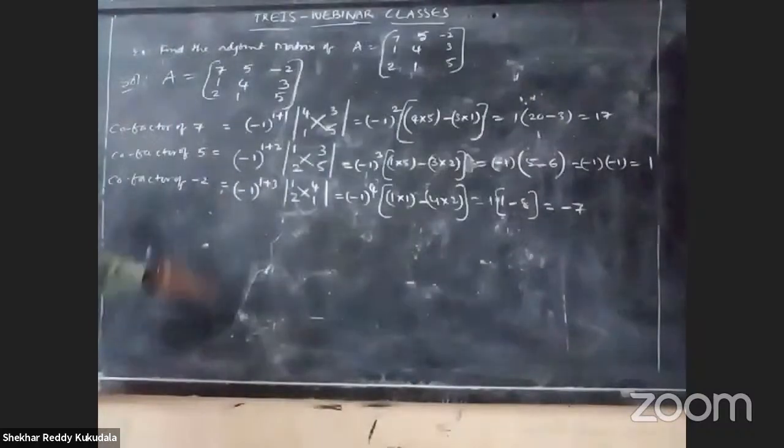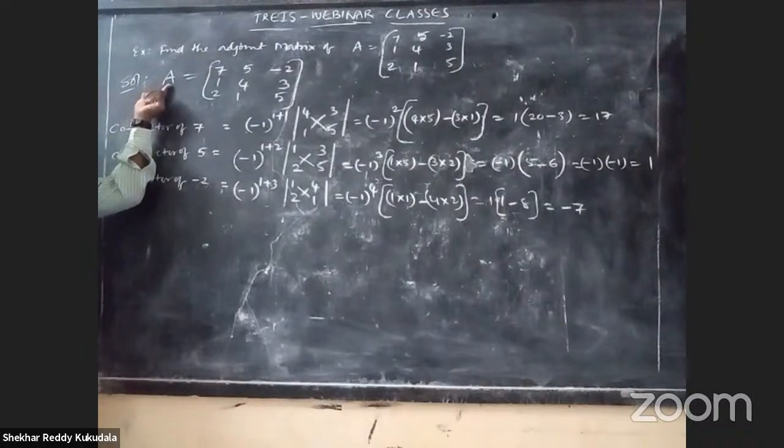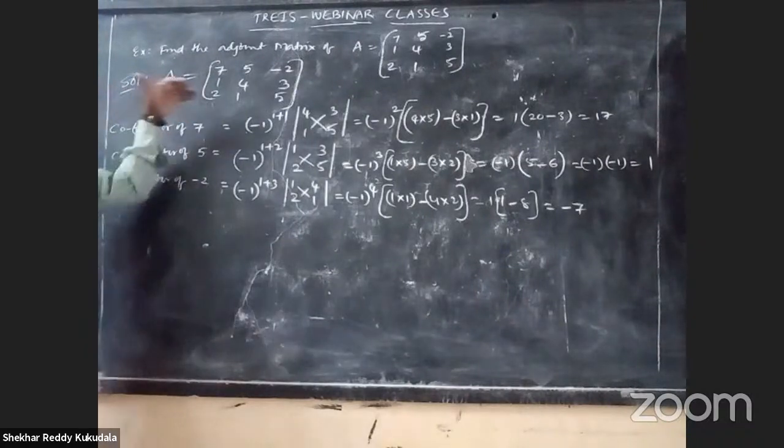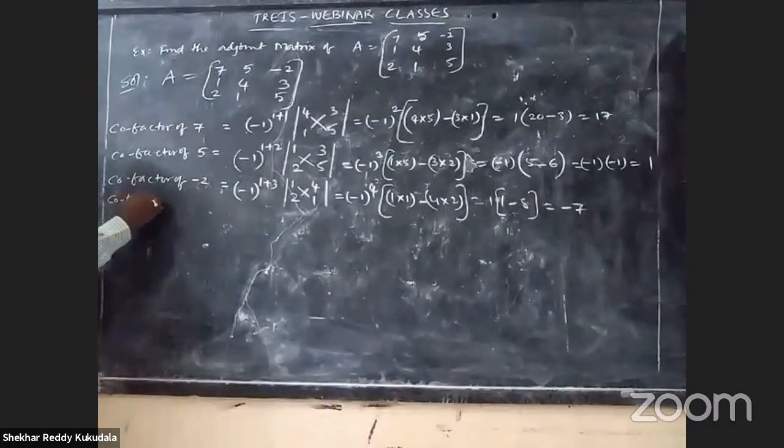So far we could find out 3 elements' cofactors. There is no other shortcut. We need to find out the cofactors for all the 9 elements. So now you see the cofactor matrix.